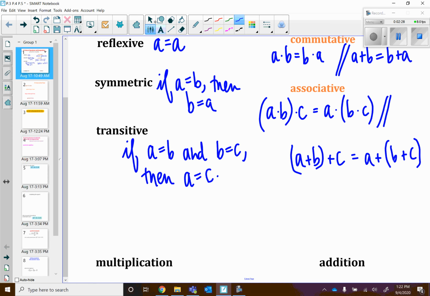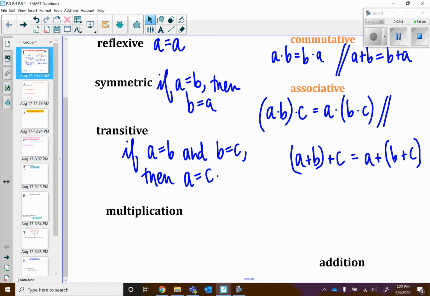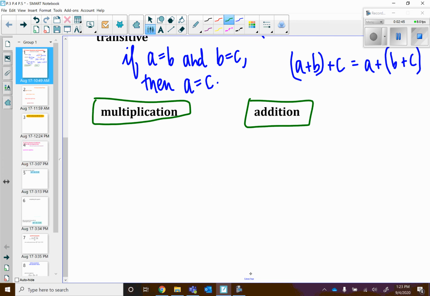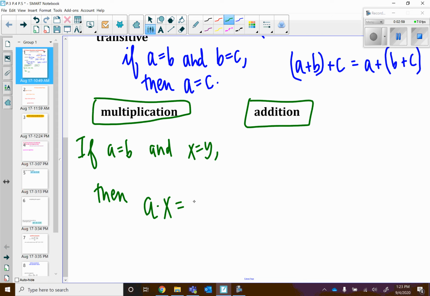And then last but not least, we got a couple additional properties. We've got the multiplication property of equality and the addition property of equality. So the multiplication one says if A is equal to B and X is equal to Y, then A times X is the same as B times Y.